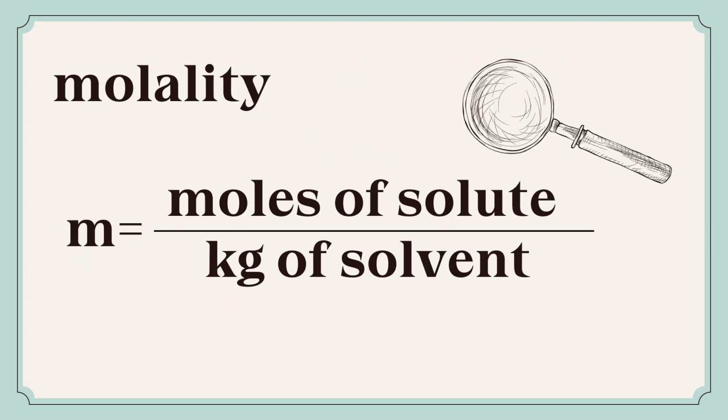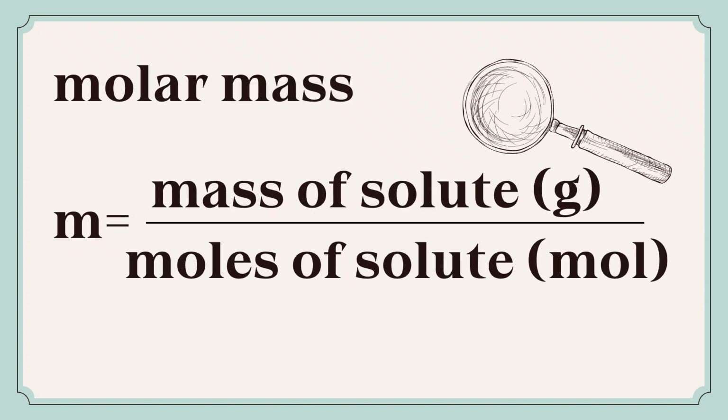There are two formulas that we use for the four colligative properties. The first one is the molality: m equals the moles of solute over kilograms of solvent. The next formula is the molar mass: M equals the mass of solute over moles of solute.